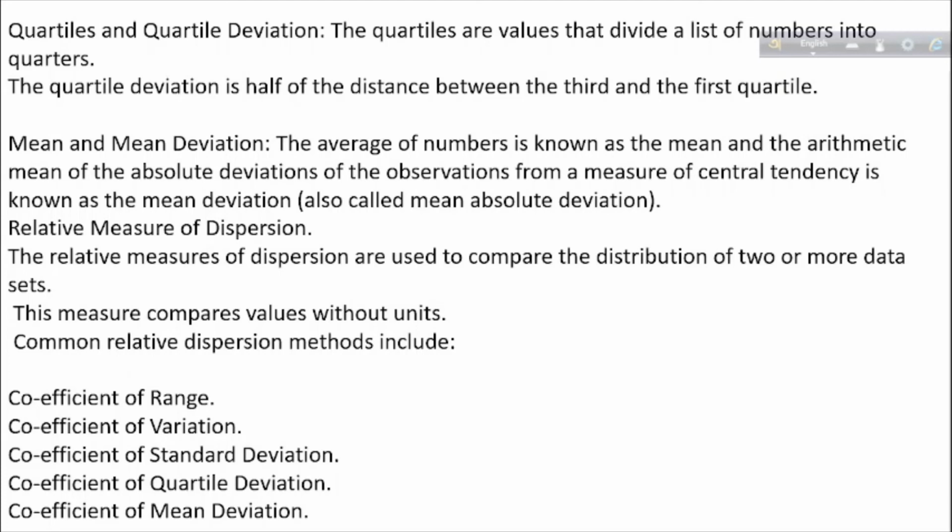Relative measure of dispersion. The relative measures of dispersion are used to compare the distribution of two or more data sets. This measure compares values without units. Common relative dispersion methods include coefficient of range, coefficient of variation, coefficient of standard deviation, coefficient of quartile deviation, and coefficient of mean deviation.